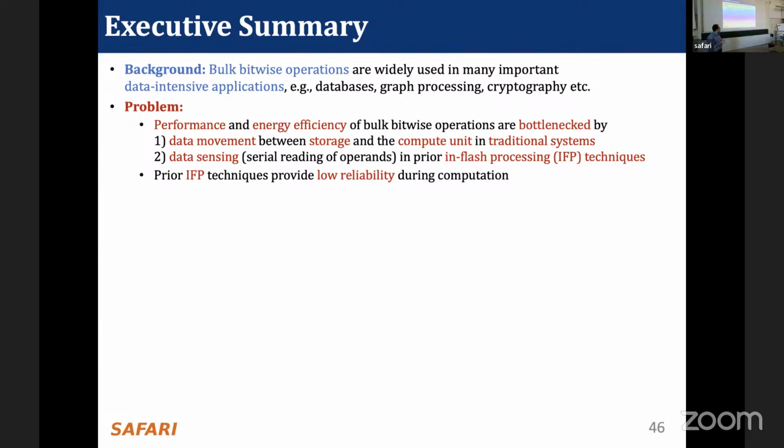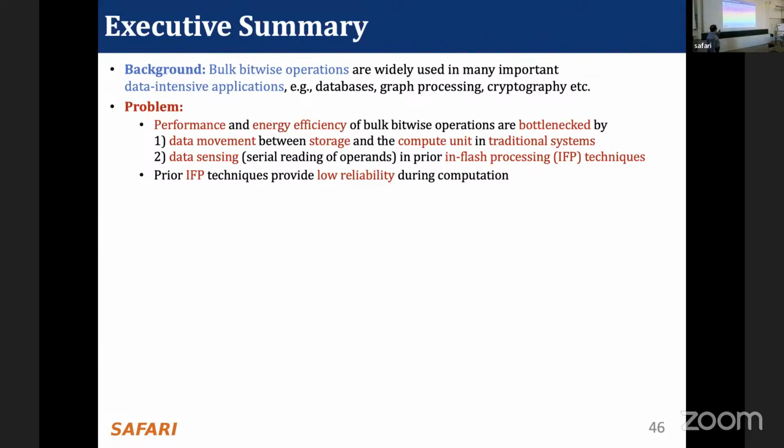For these applications with bulk bitwise operations, the arithmetic intensity is quite low. So you need to load a lot of data, but you cannot really amortize the amount of data that you're reading by the computation. That's one of the reasons that these applications are heavily bottlenecked by data movement. And data reuse is also very low. So there are many reasons that these applications are heavily bottlenecked by data movement.